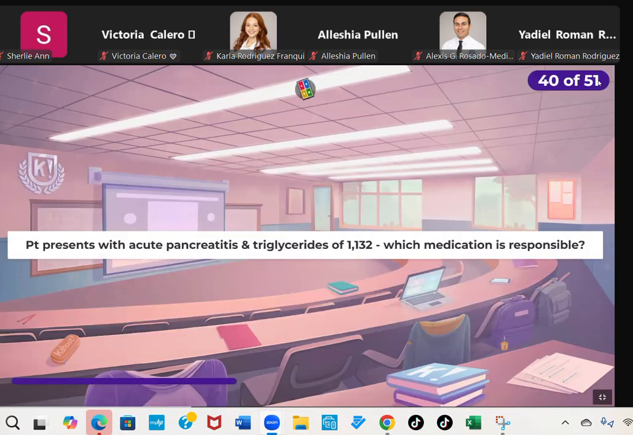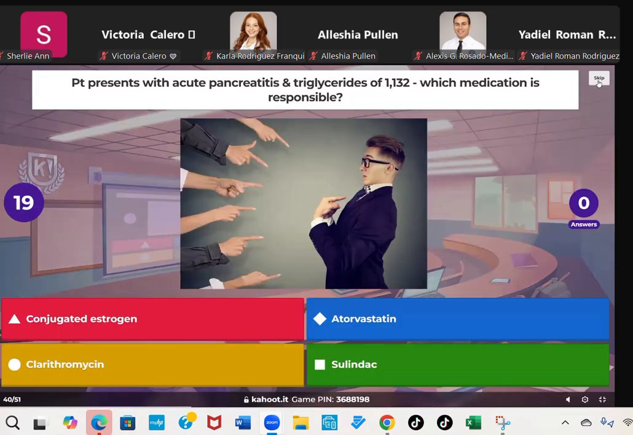Patient presents with acute pancreatitis, triglycerides of 1,132. Which medication is responsible? Conjugated estrogen, atorvastatin, clarithromycin, sulindac.